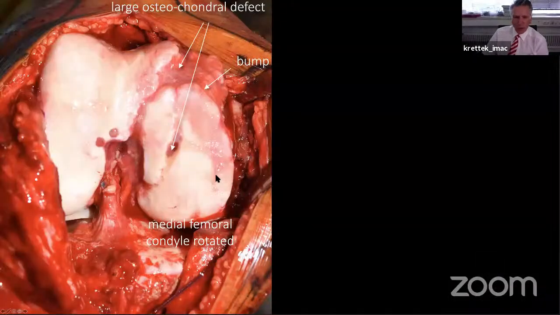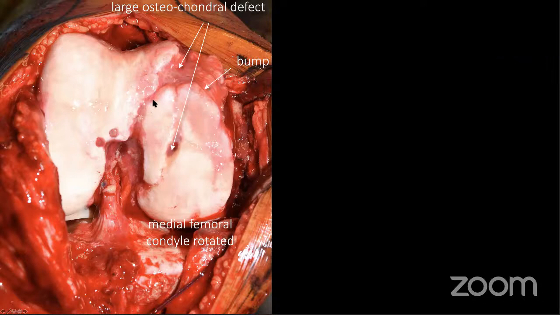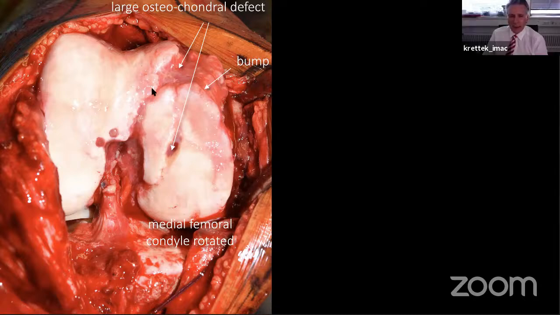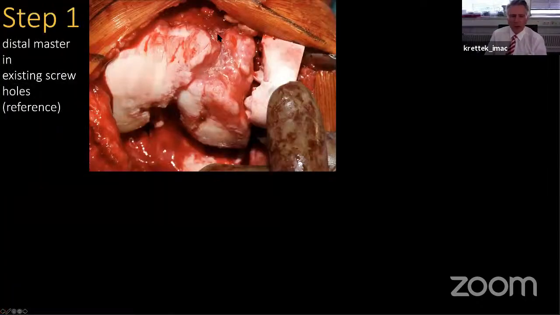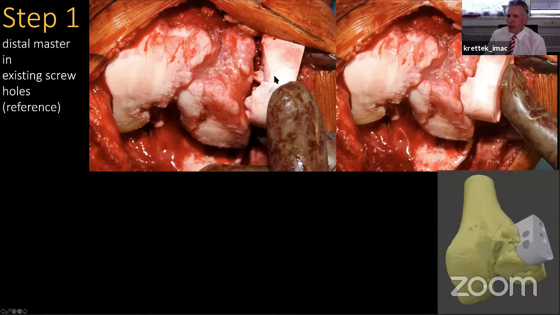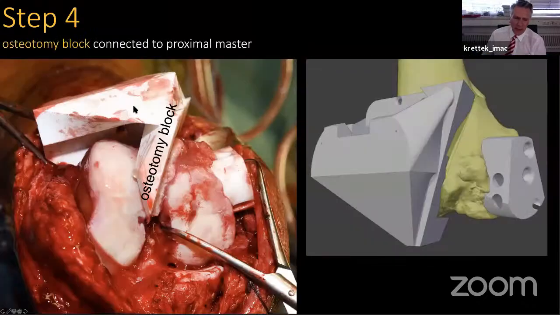So here are some intraoperative shots after arthrotomy. We see the old healed fracture line. We see the bump here, and we do the different steps we just saw. Here is the complementary surface to the deformed condyle, which snugs in very nicely. This is connected with screws to the bone. And then we do similar things on the proximal screw holes and add the osteotomy block.